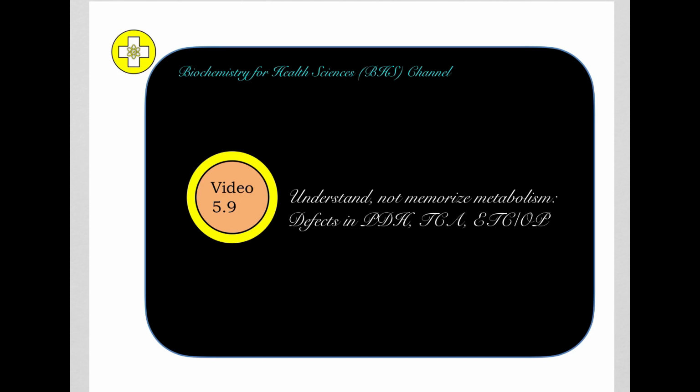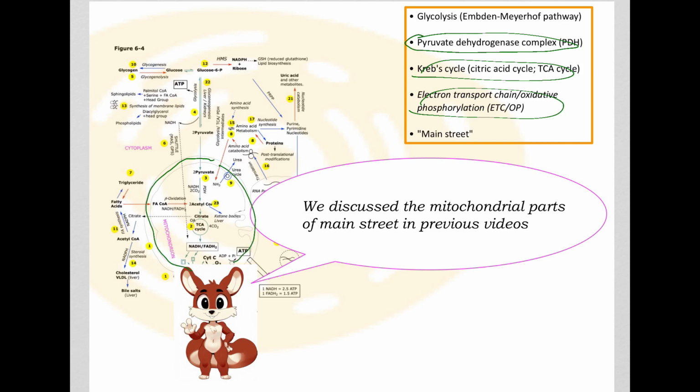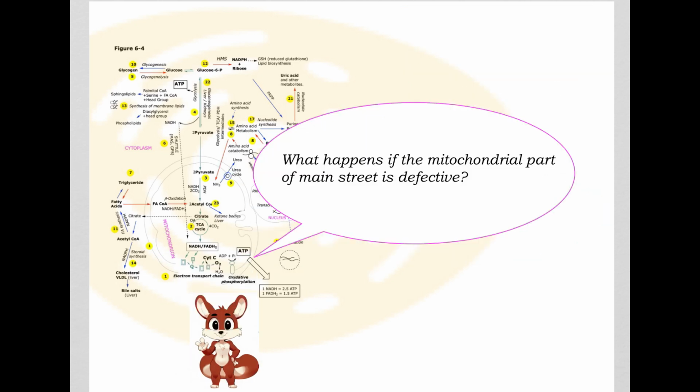Today we'll talk about defects in the PDH, TCA and the ETC-OP pathways. In the last few videos we talked about the mitochondrial part of main street, that is the PDH, the Krebs cycle and the electron transport chain oxidative phosphorylation. Remember, all of these pathways occur in the mitochondria. So today we'll see what happens if there is a defect in these pathways.